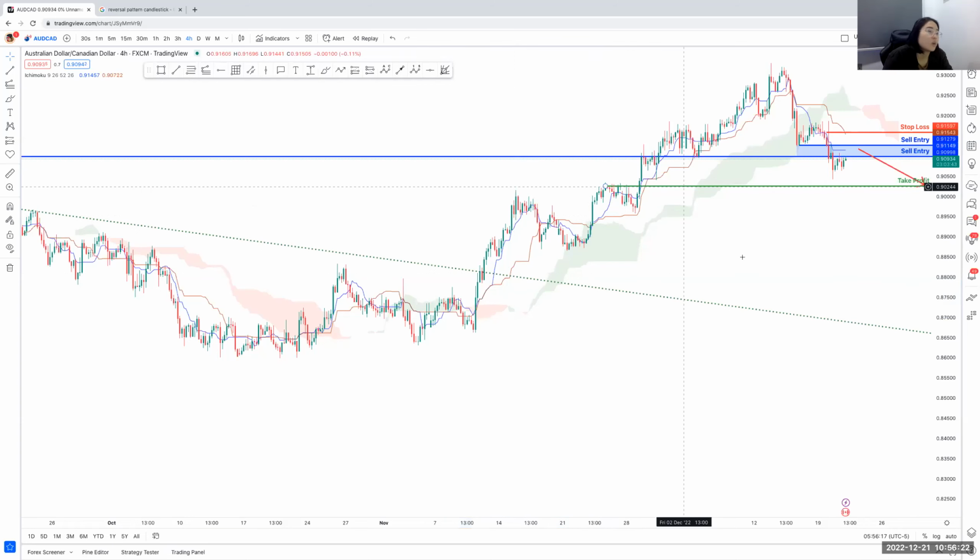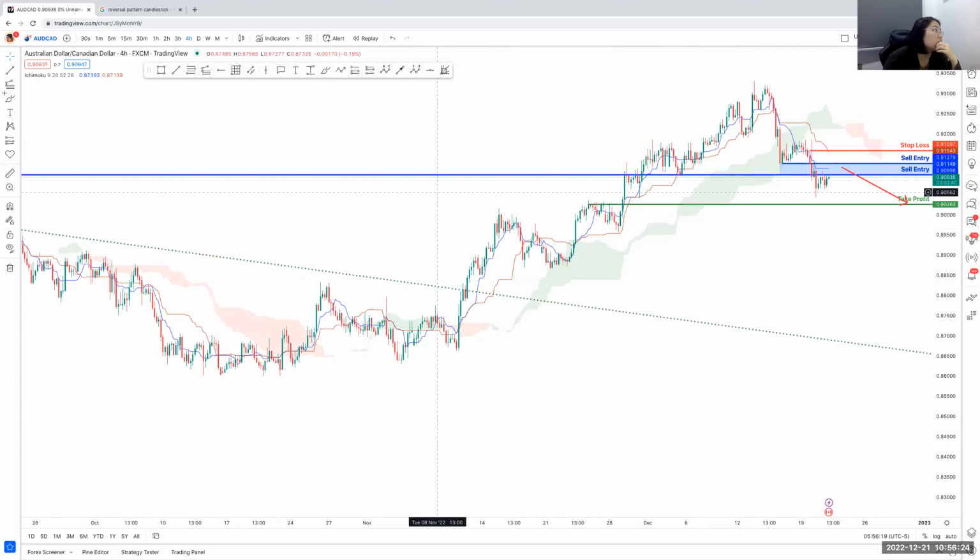Okay, the second thing you want to look out for in Ichimoku is the conversion line, which is this blue line, and the baseline. If the blue line is below the red line, it means that it's a sell. If the blue line is above the red line, like in this example here, it means that it's a buy.